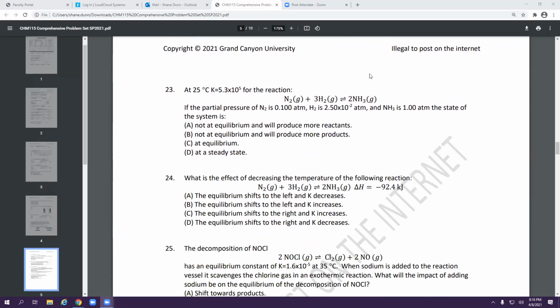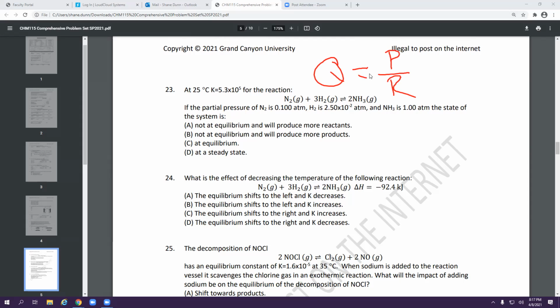Okay. You notice a lot of these are going really quickly because they're conceptual based questions. At 25 degrees Celsius, K is this. If the partial pressure of N2 is this, H2 is this, and NH3 is this, the state is what? Which means if I have K and I'm asked to solve for something, I'm solving for Q. And I compare Q to K. Does this make sense? And what does Q equal? Q equals the exact same thing as K. Products over reactants.